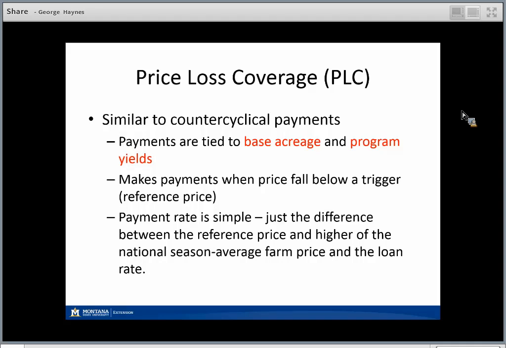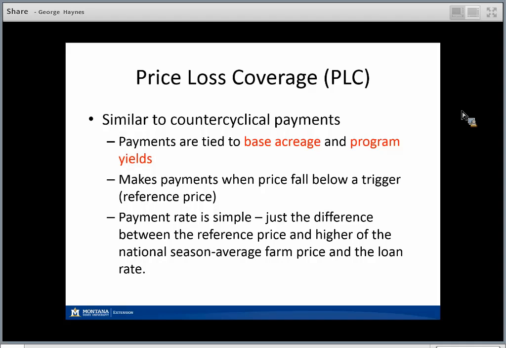So this program is very simple. The federal government's chosen some numbers for wheat and barley and a whole bunch of other commodities. So we'll look at those in just a minute. We call those things reference prices. All we're going to do is pick that reference price, and if the price in this particular year falls below that in the marketing year, again, that's the marketing year between June of one year to May of the next year, falls below that trigger, you're going to get a payment from them.